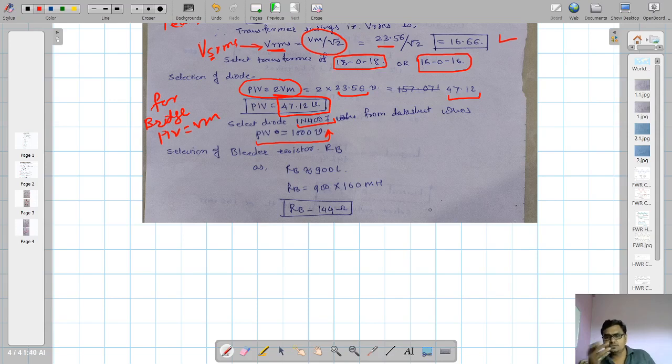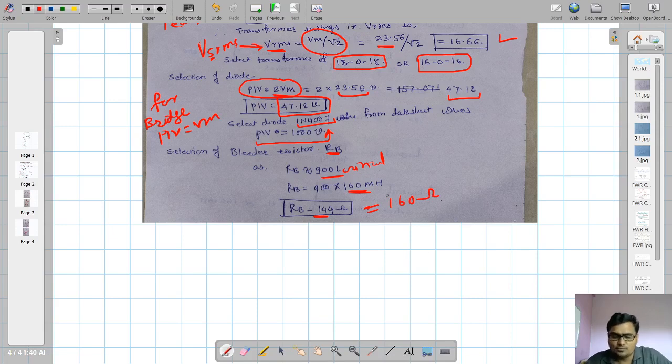Yes, this is the criterion. If the exact value, the critical value of the inductor, is not available, then we have to connect a bleeder resistor. If the exact value of the inductor is available, there is no need for a bleeder resistor. So I am writing RB is equal to the bleeder resistor equation. It is 900 over the value of inductor, 900 L critical. So L critical is 160 millihenry. So RB is 144. So 144 is available. I think 160 ohm is available.